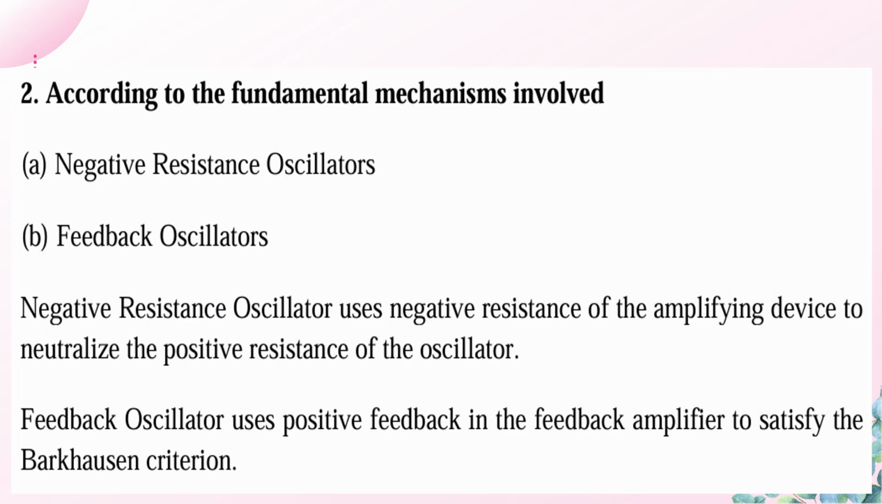Next, let's see the classification of oscillators based on the fundamental mechanisms involved in the oscillators. Based on this, we can classify oscillators into two: the negative resistance oscillators and feedback oscillators. Negative resistance oscillators use the negative resistance of the amplifying device to neutralize the positive resistance of the oscillator. As a result, we can get oscillations. And next is the feedback oscillator, which uses positive feedback in the feedback amplifier to satisfy the Barkhausen criterion. Let's see that in the next video.